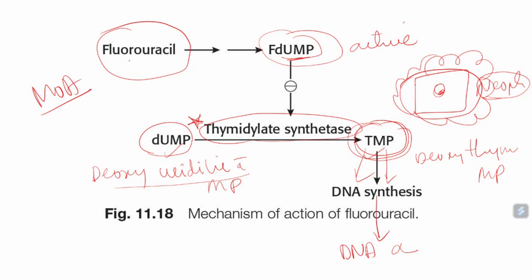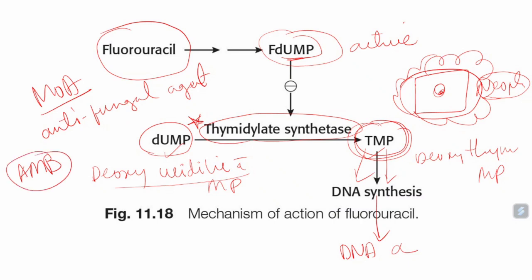One more point you have to remember: 5-fluorouracil is not only having cytotoxic anti-metabolite activity; it is also used as an antifungal agent. However, for antifungal agents, we have many other effective drugs, like ketoconazole, fluconazole, itraconazole, and other drugs like amphotericin B. So 5-fluorouracil is not effectively used for fungal infections. It is used as a cytotoxic anti-metabolite agent.